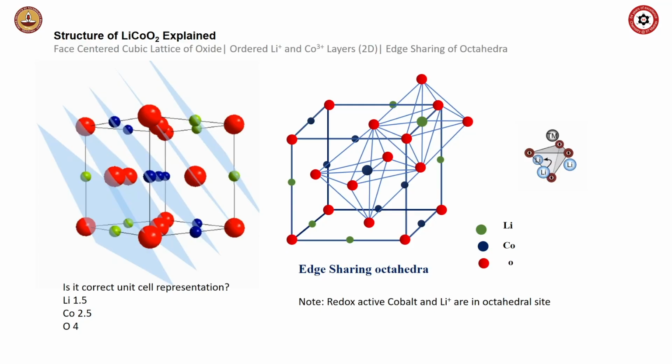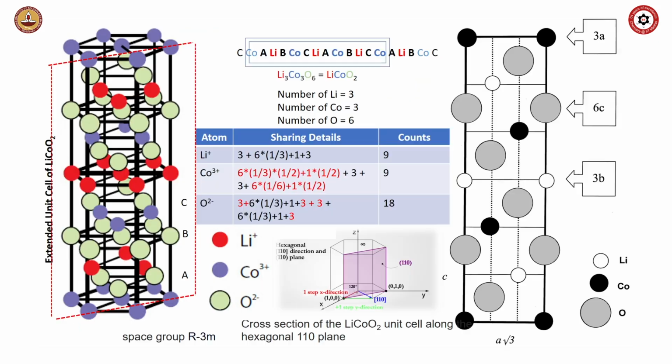Why a rhombus? Because this layer is different from this layer, from this layer. So I need to connect it like a rhombus. That rhombus only will make this unit cell. Now let us look at what that rhombus looks like. You see here, this is a unit cell. How will you look at it?